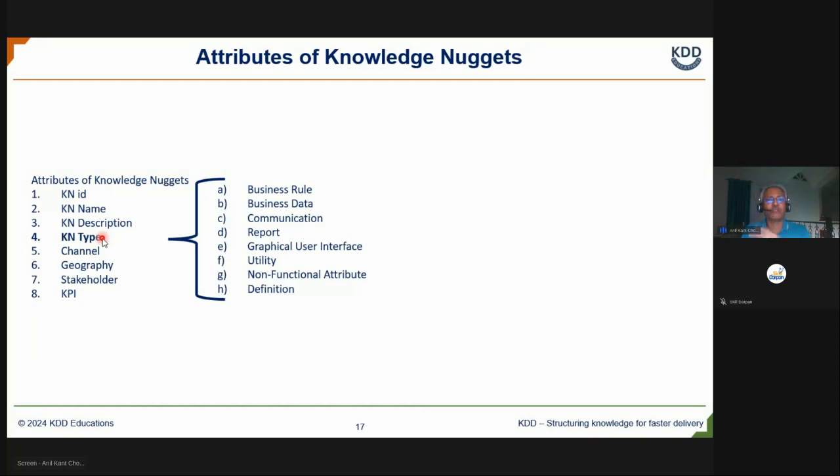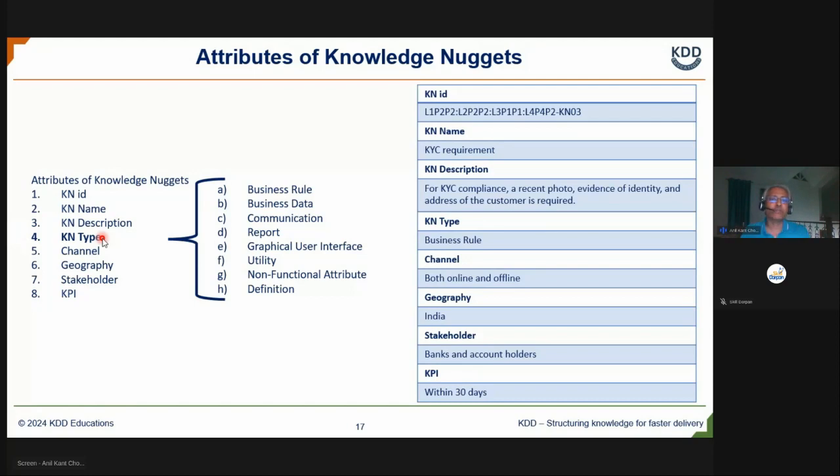So each of these knowledge nuggets has to have all of this. This is just one example of that, right? So ID could be something like this. This basically explains which node we are talking about. You can have your own naming convention, but this is how it is captured. Requirement name is there, description is there, what type it is. It is a business rule, right? This particular one. Channel, it is applicable both online, offline, geography, like that.